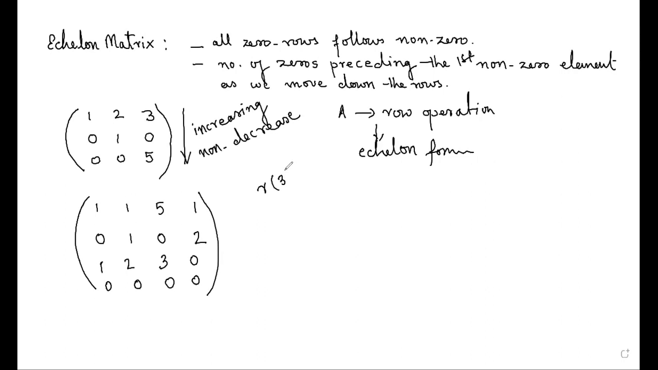If I say rank is 3, then I must have at least one square submatrix of order 3 which is non-singular. Are we getting that? No, ma'am. Can you repeat again? I'm saying that the rank of the matrix is 3. How can I get that the rank of the matrix is 3?